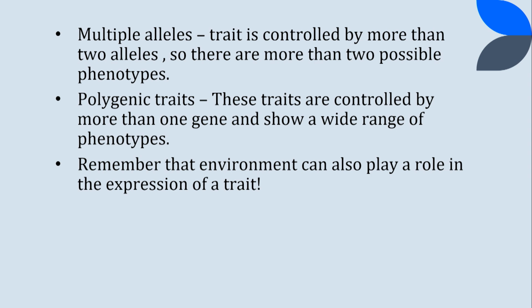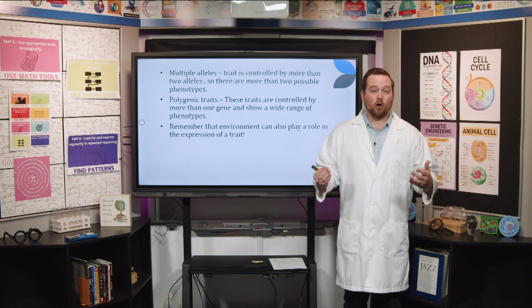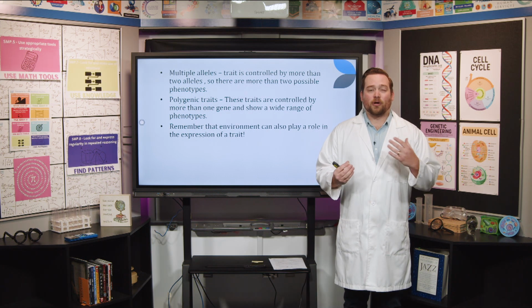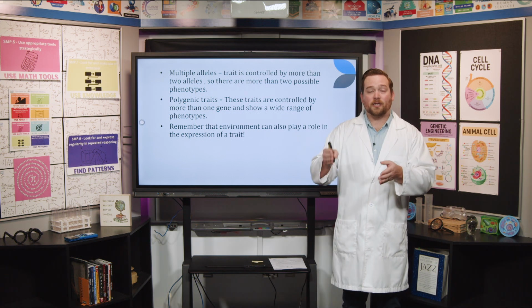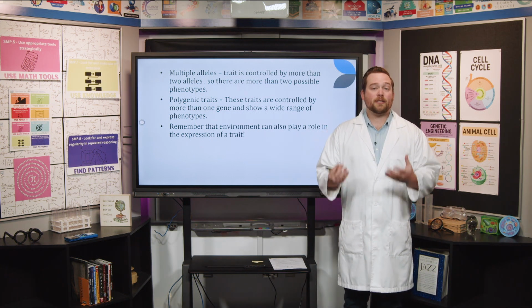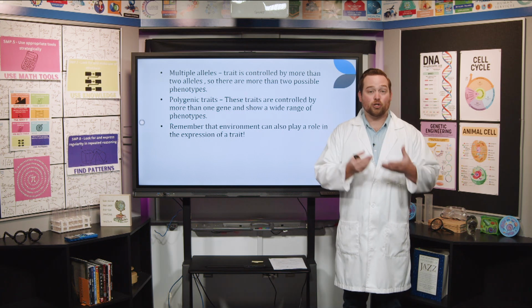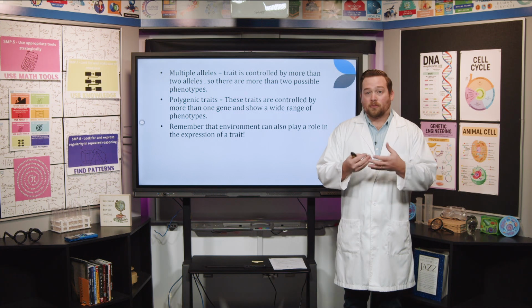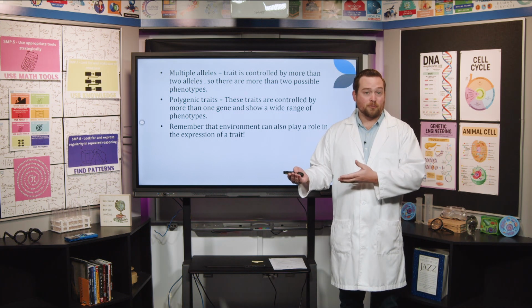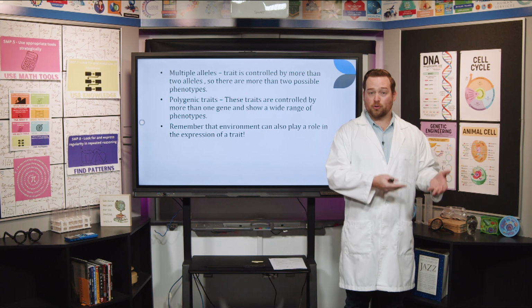One is human height. Look around the classroom right now, and you would see people of all different heights, probably from 5 foot all the way up to 6 feet, maybe even 6'1" or 6'2", if you've got a tall basketball player in the room. There's not just two flavors of height. You're not just tall or short, you have all of these intermediate heights in between. The reason is that this trait is controlled by many genes. The more dominant alleles you have, the taller you're going to be, and the more recessive alleles you have, the shorter you're going to be.